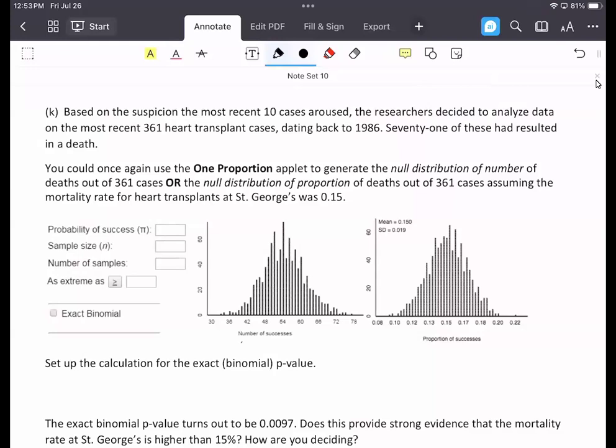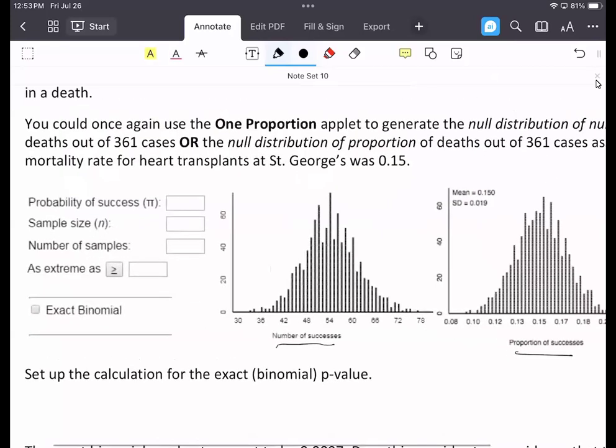So here's the number. And once again, success feels unnatural because it's deaths, but remember, it's how we set up our hypothesis, or the null distribution of proportion of deaths, and here's the proportions. And this is out of the 361 cases, assuming the mortality rate for heart transplants at St. George's was 15%. So that's the benchmark. So we're assuming when we set this up, I filled this in being 15%. The sample size is 361.